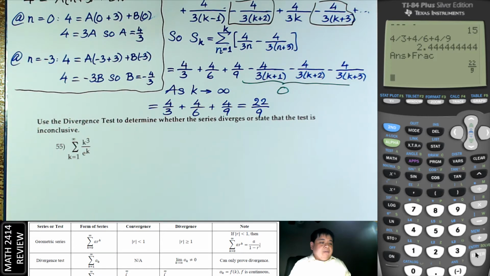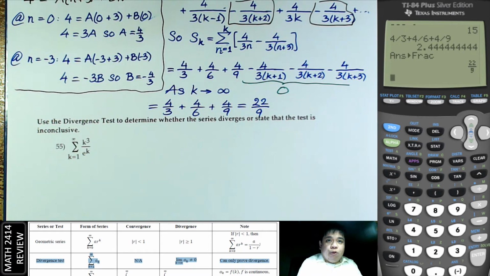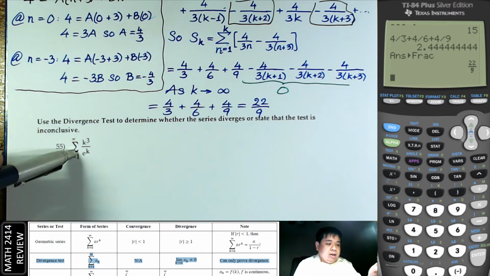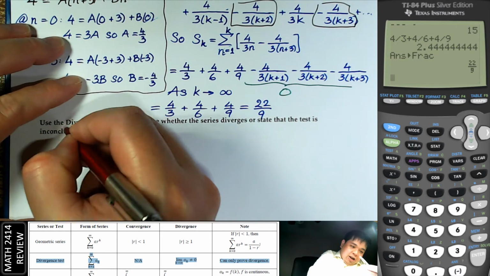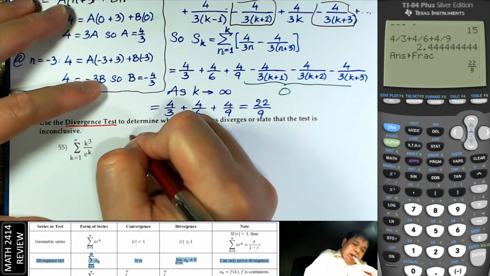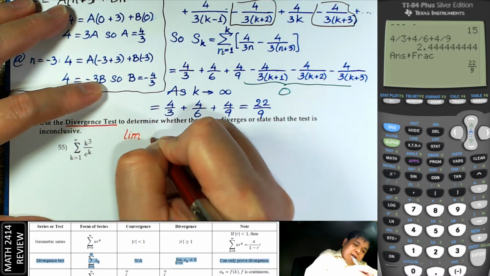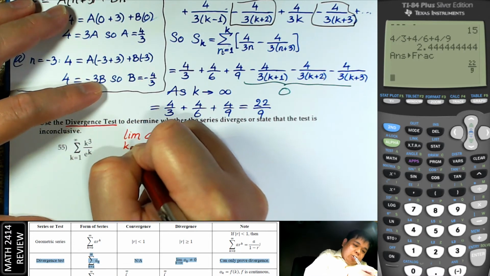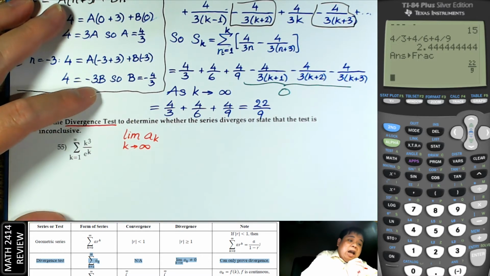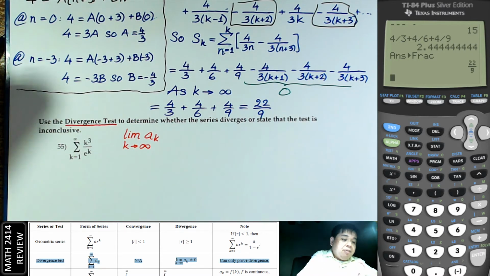Next, we have the divergent test for the following series. So the divergent test, just by the name of it, only tests for divergence. It says in the note that it cannot prove convergence, it only proves divergence. It asks what is the limit of the nth term. So for the divergent test, we have to find what is the limit as k goes to infinity. All the books use the nth term test. In our book, we use divergent test. The same name.